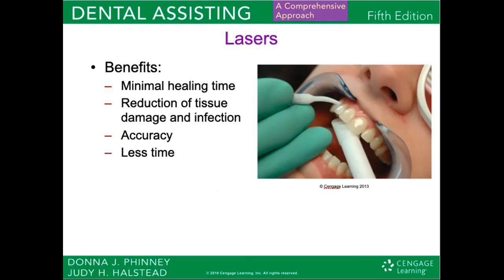Other benefits include minimal healing time, reduction of tissue damage and infection. They are very accurate because that beam can be honed into a precise location, and they are less time to use than other traditional methods of dentistry.